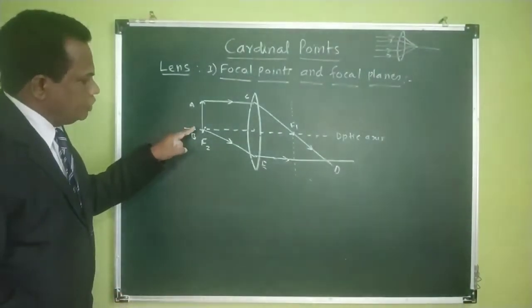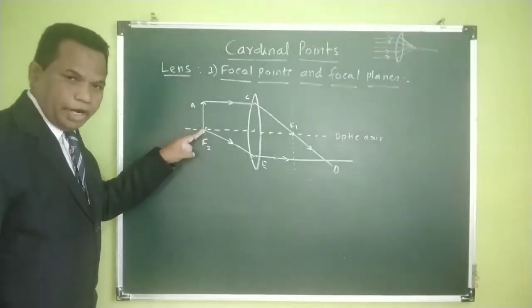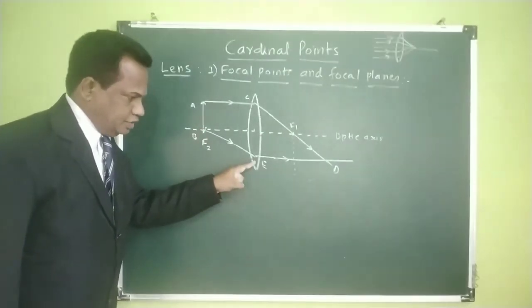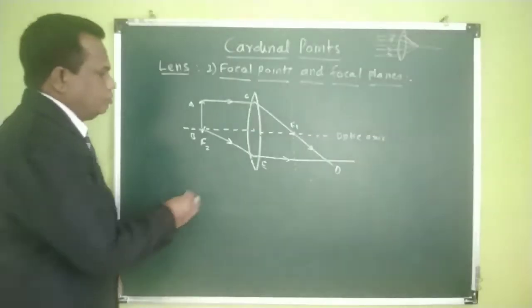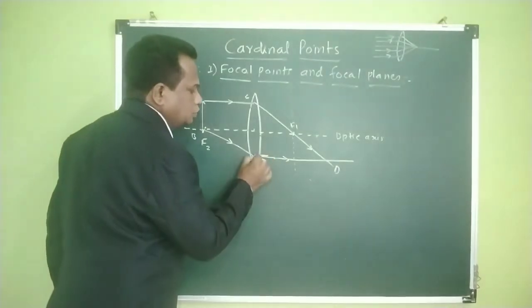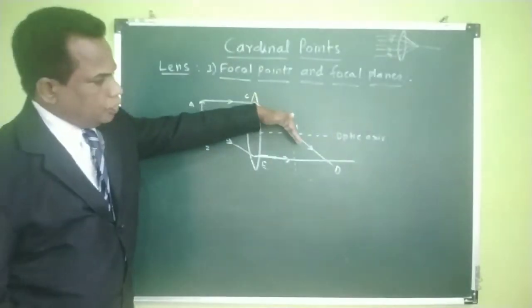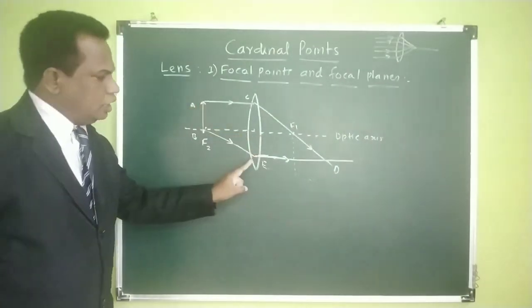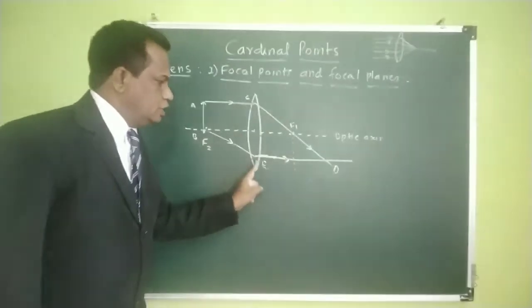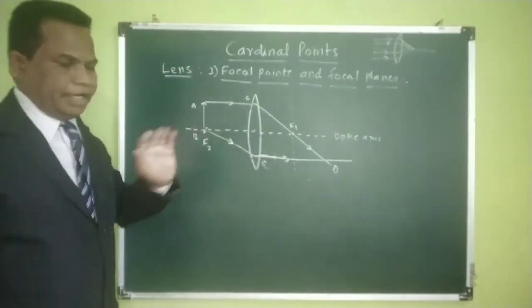How is it reversed? If I draw a ray passing through the focal point to the lens, then after refraction, this ray goes parallel to the optic axis. So a parallel ray goes through the focal point. The ray is already going through the focal point; after refraction through the lens, it travels parallel to the principal axis or optic axis.